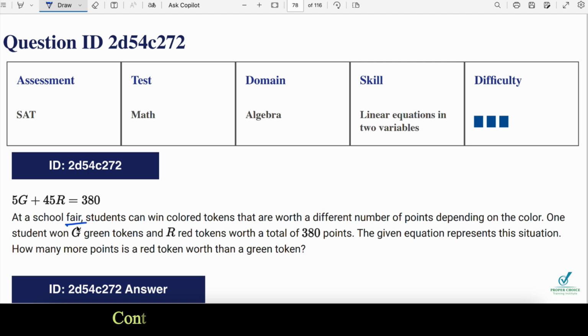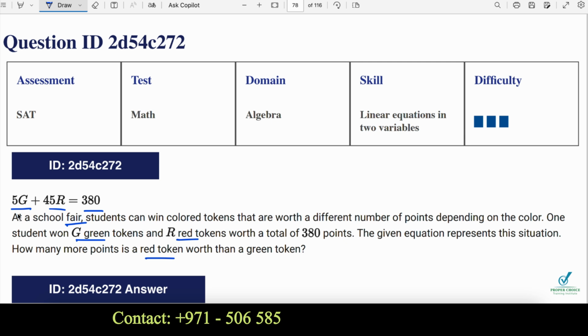So let's continue with the question here. At a school fair, students can win color tokens that are worth a different number of points depending on the color. One student won G green tokens and R red tokens worth a total of 380 points. The given equation represents this situation. How many more points is a red token worth than a green token? They are asking us a question based on this. So how many more points is the red token worth than the green? So how do we predict it?